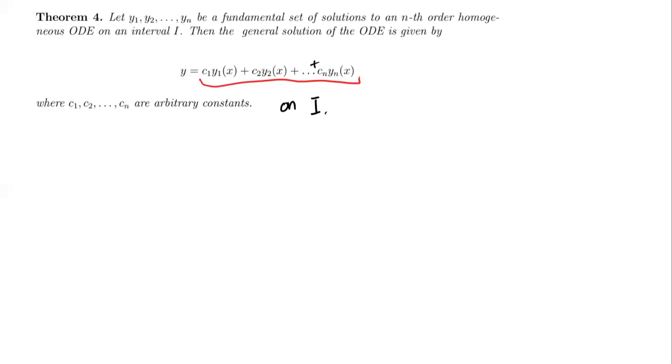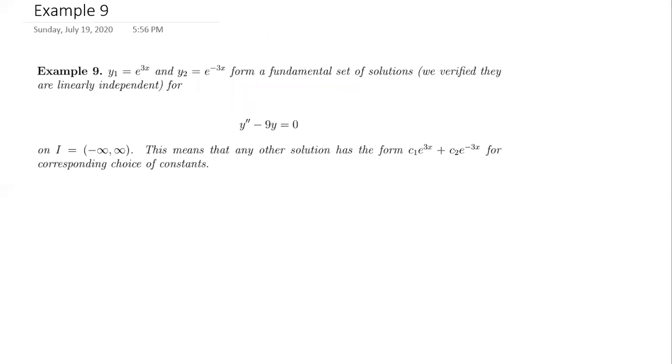Okay. Now let's see an example. Let y1 be e to the 3x and y2 be e to the negative 3x. Now, these form a fundamental set of solutions for this differential equation, y double prime minus 9y equals 0, for all real numbers. How do we know this? Well, you can plug them in and verify that these are solutions. And in the previous video, in example 8, we verified that they're linearly independent for all real numbers, so negative infinity to infinity.